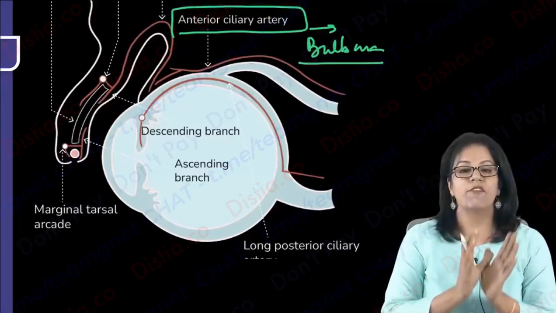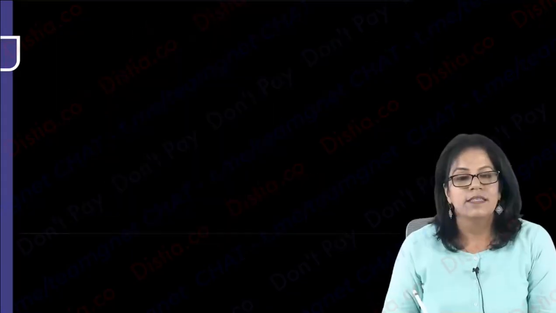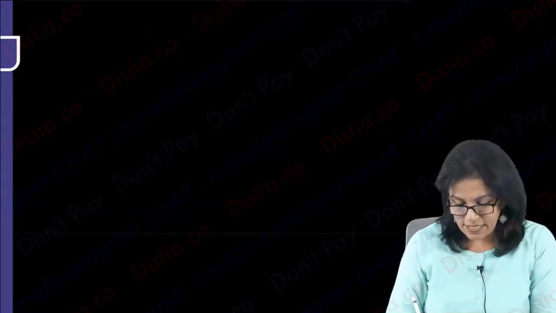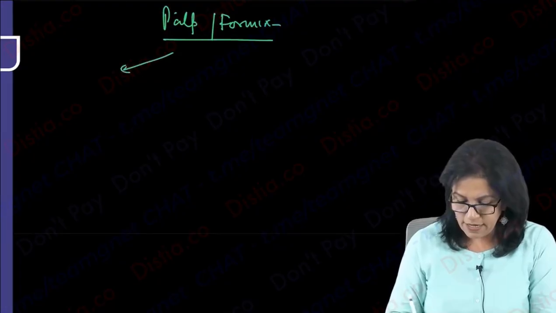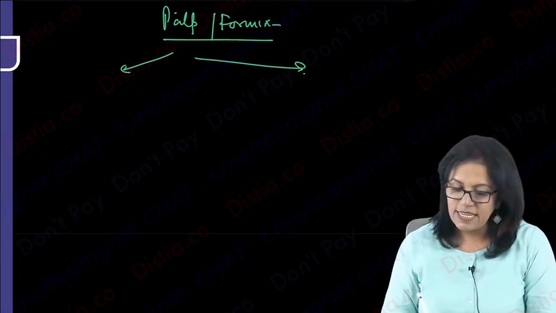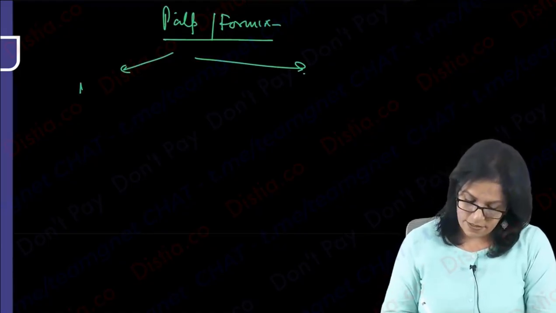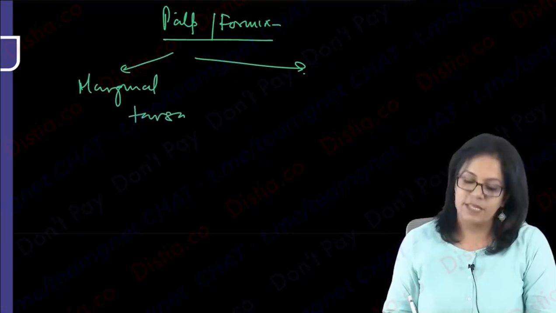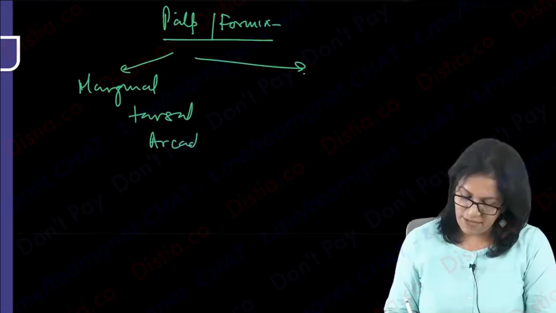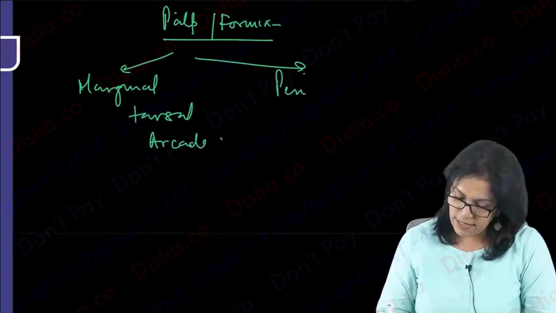Coming to palpebral and fornix, we will just learn the names of two arcades. What are the two arcades which are supplying? One is your marginal tarsal arcade and second is your peripheral tarsal arcade. Because there has never been any exam question on the blood supply, we will not invest too much time here. Just remember marginal tarsal arcade and peripheral tarsal arcade.